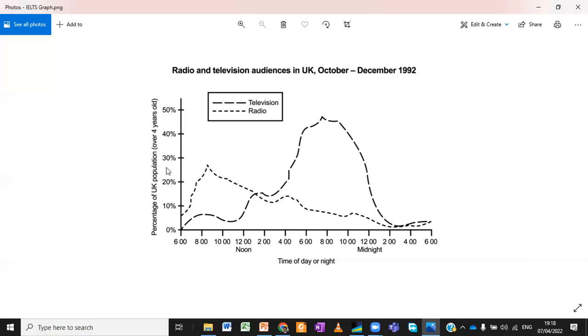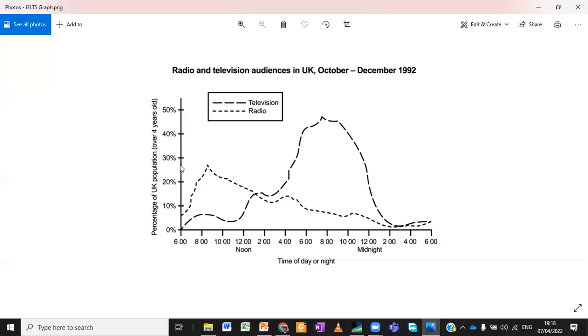25%. Thank you very much. That's very smart of you. That's about 25%. Okay, so it rises. And if you look at it, that's the highest point. That means the radio viewers reach their peak in the morning between 8 and 10. And the highest is 25%.